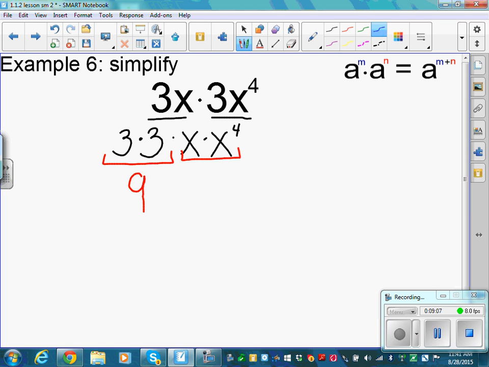Don't make that mistake that people make. Don't forget there's secretly a 1 in that exponent. So when you multiply the same base, you add the exponents. So that's going to be x to the 5th. So 9x to the 5th, that would be our final answer.